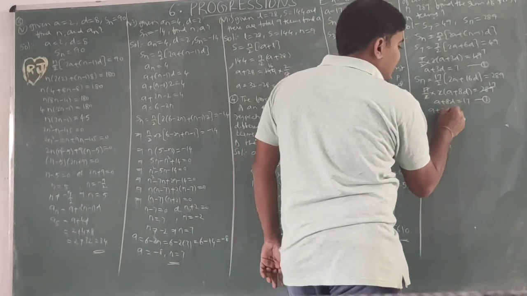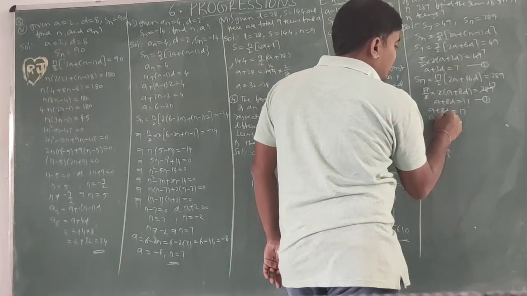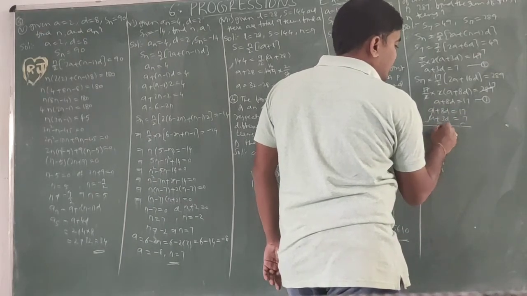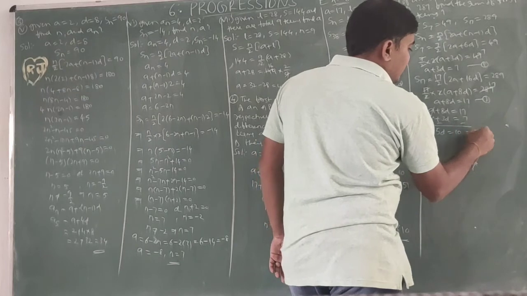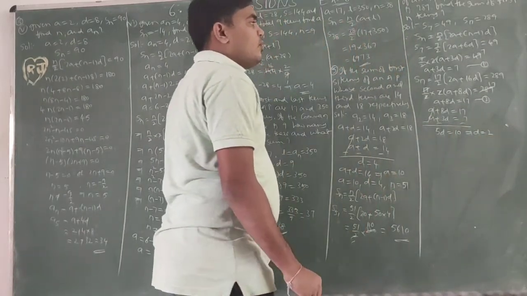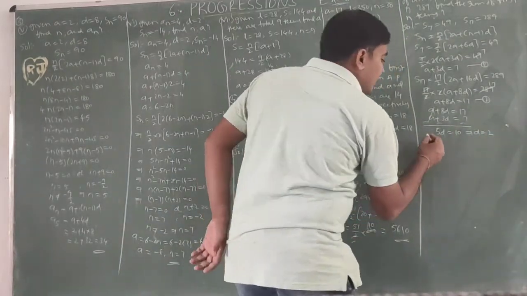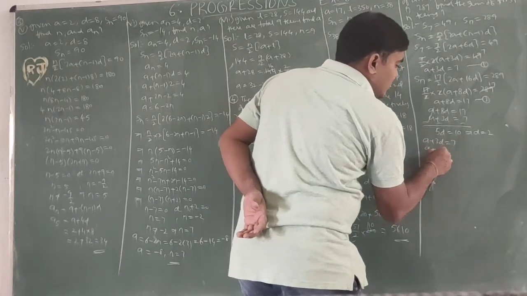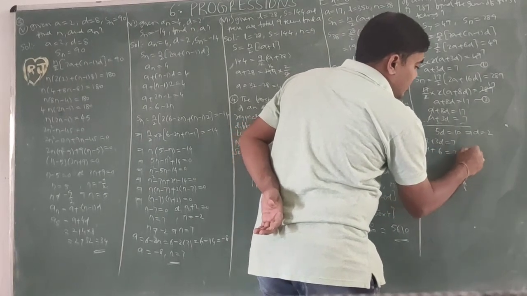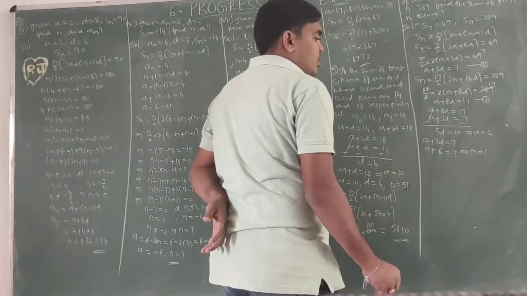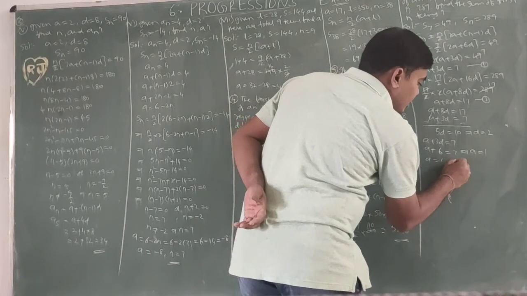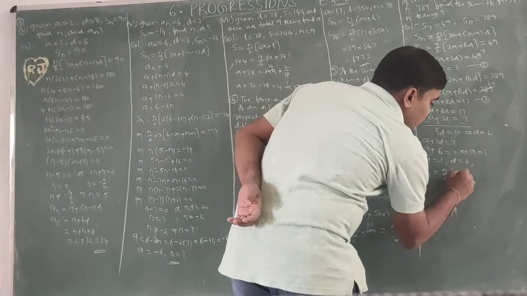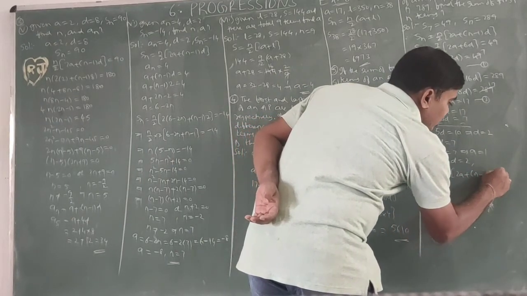Now solving: a plus 8d equal to 17, a plus 3d equal to 7. Subtracting, a cancels. 5d equal to 10, d equal to 2. a plus 3d equal to 7, so a plus 3 into 2, 6, equal to 7. So a equal to 1 and d equal to 2.